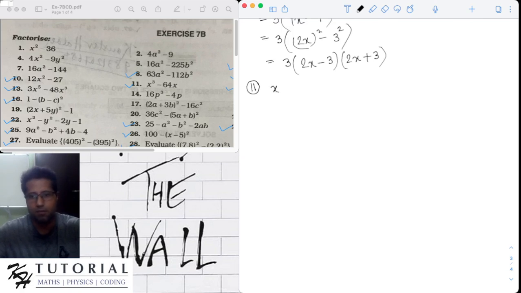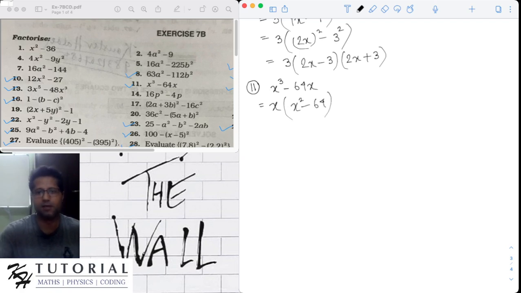It is x cube minus 64x. In this polynomial, we see that it is the difference of two terms, but neither of the two terms are in the form of squares. X cube is not a square, 64x is also not a square. So the first strategy is to take out some common factor from all the terms. I can see that x is a common factor of both the terms. If I take out x as a common factor, I have x multiplied by x square minus 64.